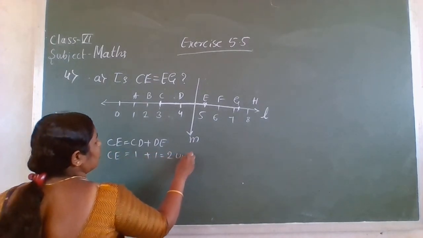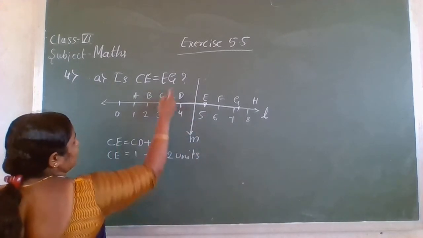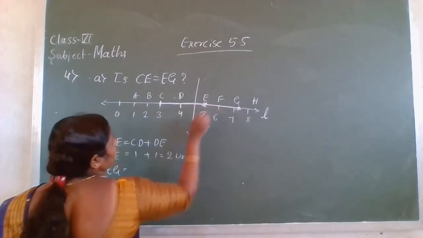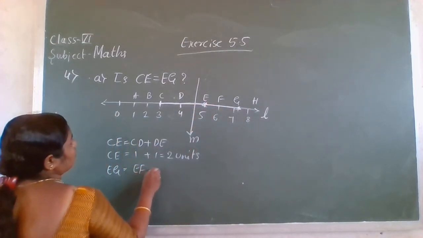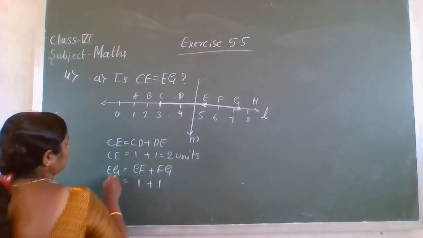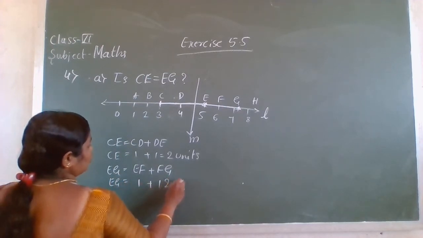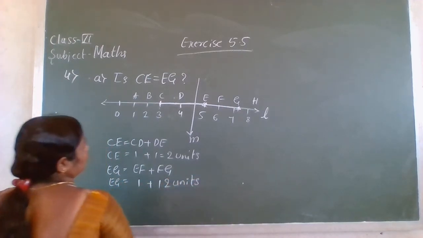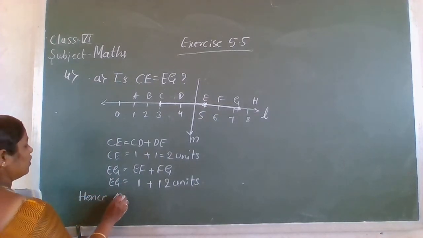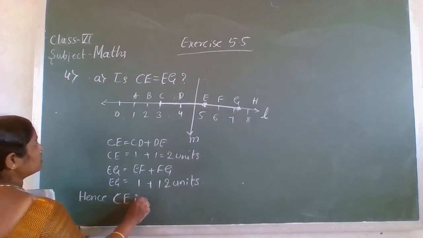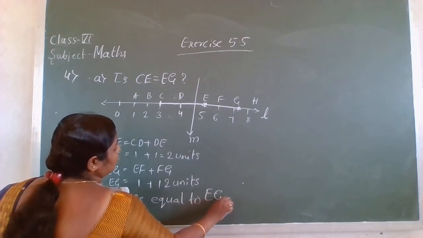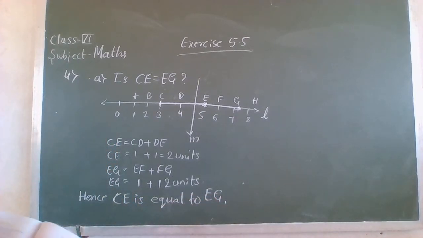Equal to 2 units. Then EG. EG is equal to EF plus FG. So this is 1 unit, this is 1 unit. This is also 2 units. Hence CE is equal to EG. Okay, this is the solution.